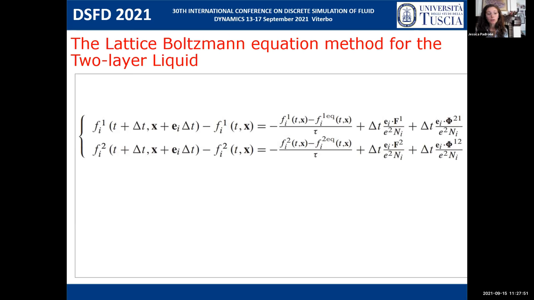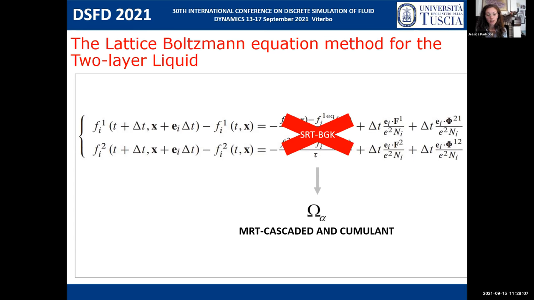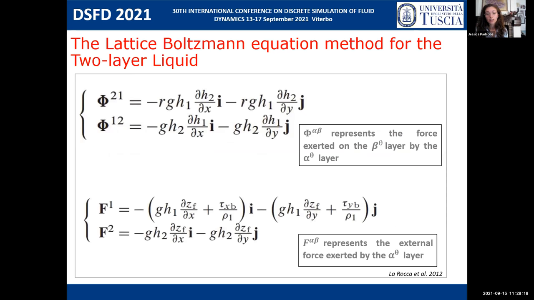Okay, consider now the lattice-Boltzmann method applied to the shallow water set of equations, which is defined in this way by La Rocca. But La Rocca uses a single relaxation time model with a BGK approach, while we use multi-relaxation time, cascaded and cumulant methods. So these terms for us are different. The last two terms refer to external forces, where phi represents the force exerted on a layer by the other layer, and F represents the external force acting on a layer.